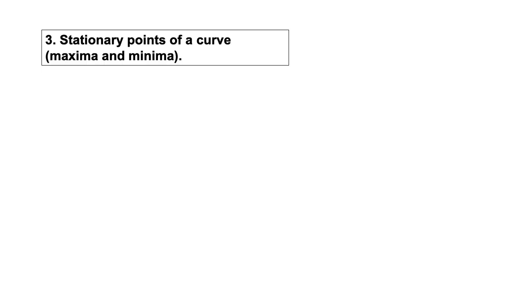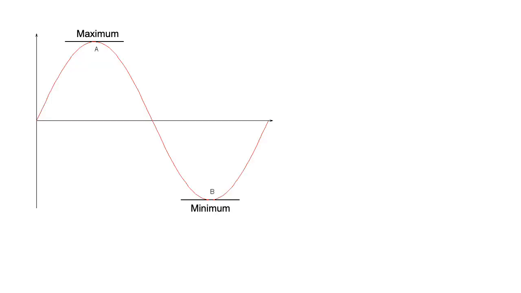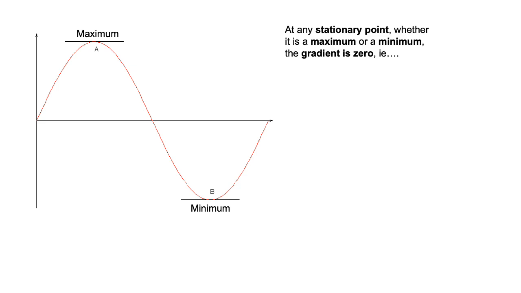Part 3, the stationary points of a curve, which are the maxima and the minima. So here is an example of a curve which has a maximum point and a minimum point. Collectively, they're called stationary points. And as you can see, with the tangents at the maximum and the minimum, the gradient is 0, and every maximum or minimum will have this. So a maximum is your peak, a minimum is your trough, and in this part of the course, that is all you need to know.